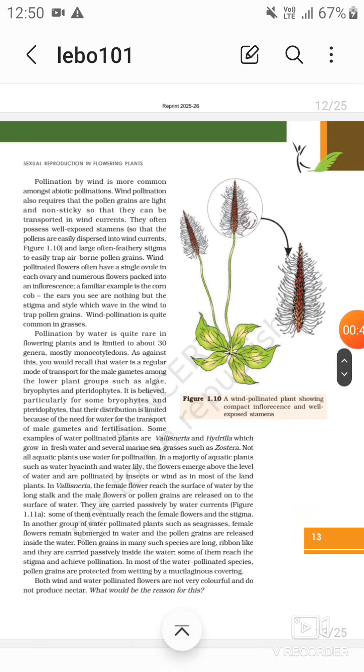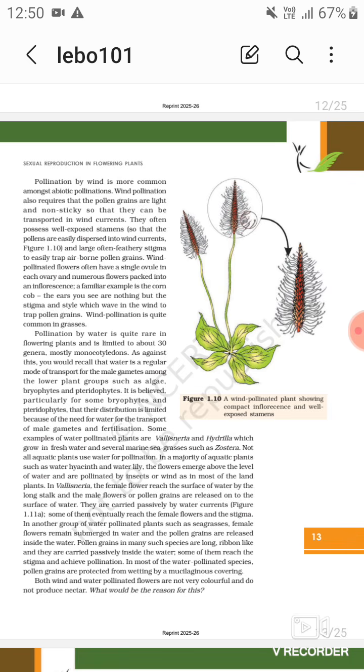Now, pollination by wind is more common amongst abiotic pollination. Wind pollination also requires that the pollen grains are light and non-sticky. Of course, if they are light, they can easily fly in the air so that they can be transported in wind currents. They often possess well exposed stamens so that the pollen is easily dispersed into wind currents.